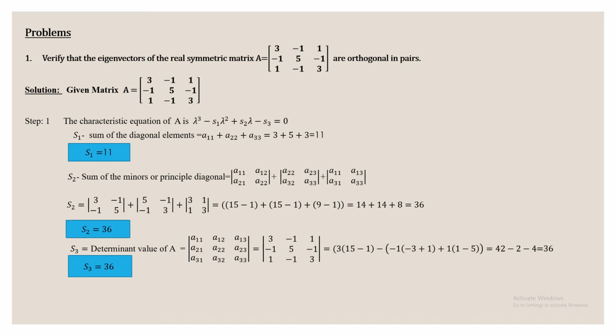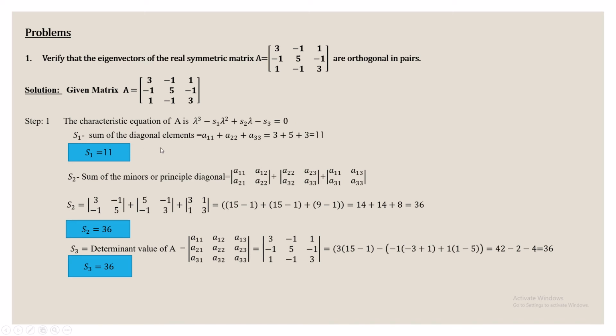With the help of this equation, you can solve for S1, S2, S3. How to find S1, S2, S3? With the help of the given matrix. Before finding S1, first know the characteristic equation of A: lambda cube minus S1 lambda square plus S2 lambda minus S3 equal to 0. First you have to find S1.